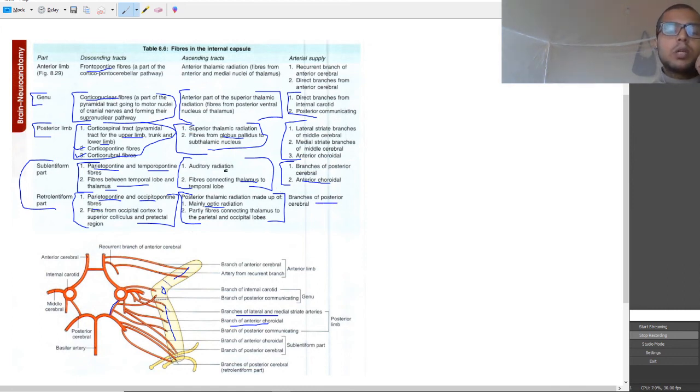So in general, what you can remember: the sublentiform part and retrolentiform part are supplied by the posterior cerebral artery, the anterior limb is supplied by the anterior cerebral artery, and the posterior limb is supplied by the middle cerebral artery. And the genu is supplied by a direct branch of the internal carotid artery and a branch from the posterior communicating artery.